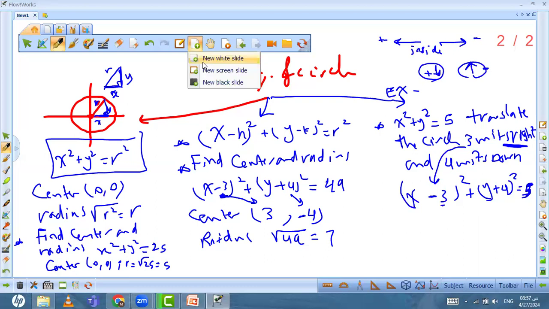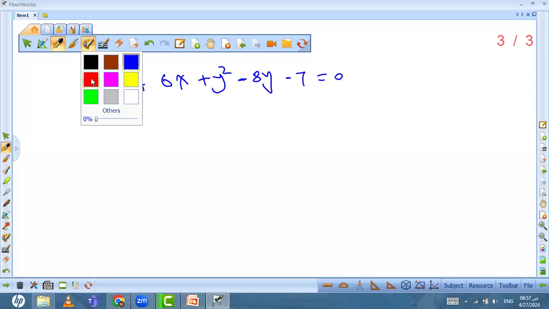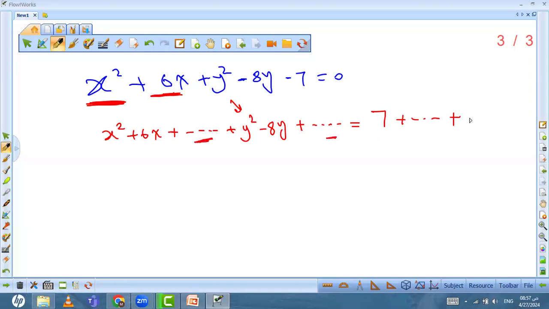The last one in circle, guys, if it's given like this one: x squared plus 6x plus y squared minus 8y minus 7 equal to 0. Let's see how we can get center and radius. I would do completing the square for x squared and 6x, and I would make space. Then plus y squared and negative 8y, I would make space. Negative 7 to the right-hand side became 7. Plus this space, what I'm gonna put on left, I'm gonna put on right.